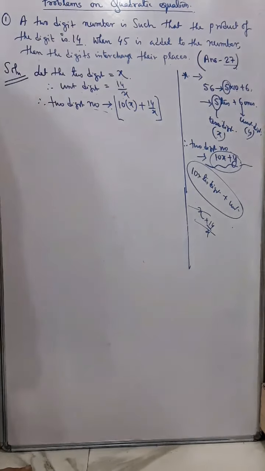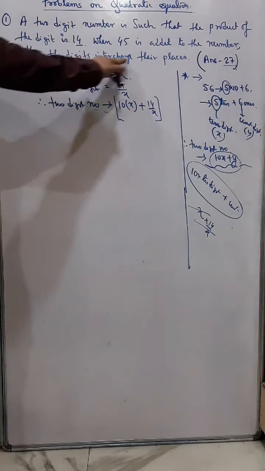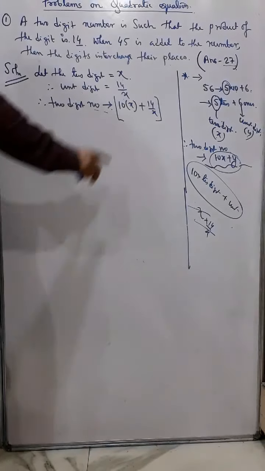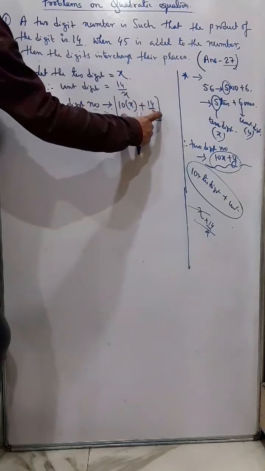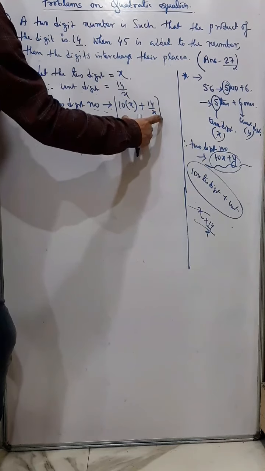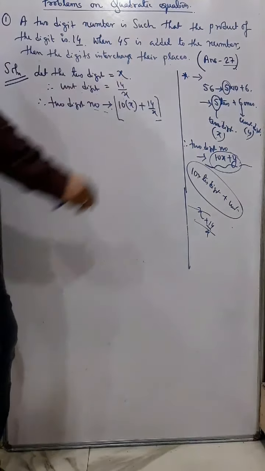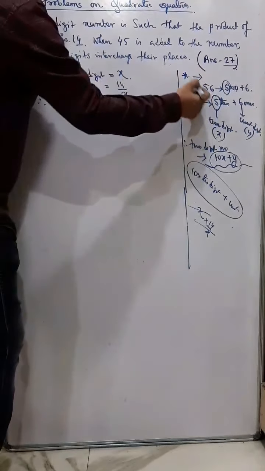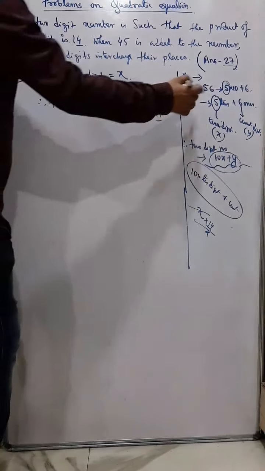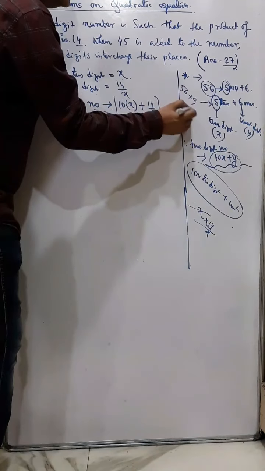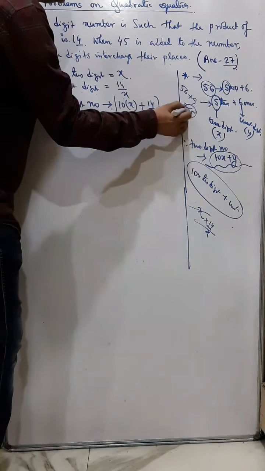Now what they told: when 45 is added to the number, the digits interchange their places. So that means when I am adding 45 to this number, the digits reverse. That means, for example, 56 becomes 65. You can understand, if to 56 I add 9, it becomes 65. The digits are getting interchanged, right?